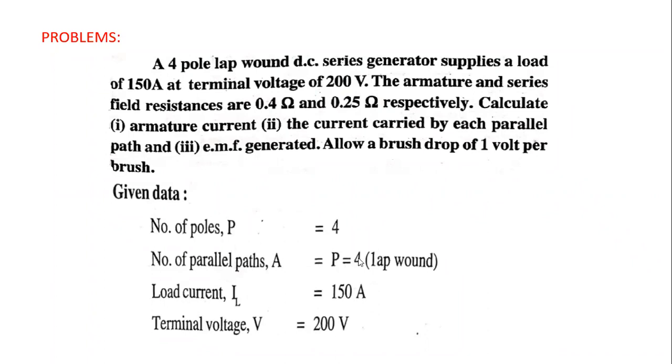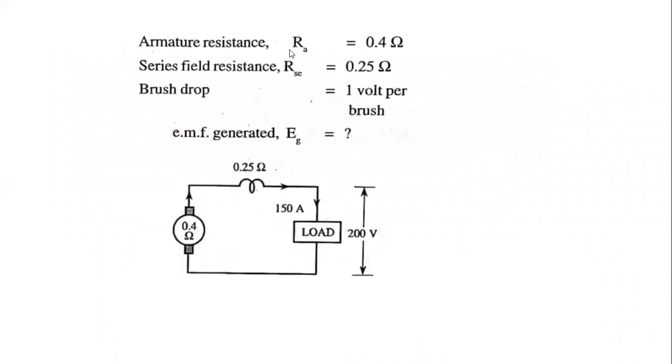How many poles are there? 4. Then the load current IL is equal to 150 amperes. Next, the voltage V is equal to 200 volts. The armature and the series field resistances: armature resistance RA is 0.4 ohm, and series field resistance RSC is 0.25 ohms. Then the voltage brush drop is equal to 1 volt.